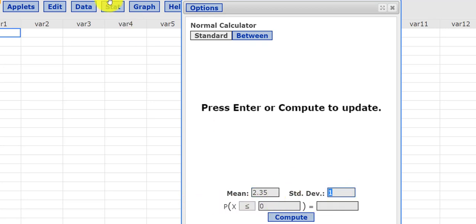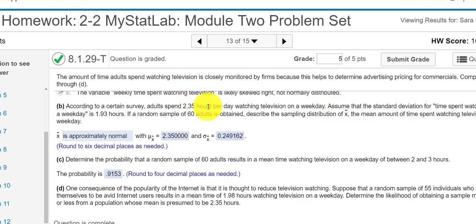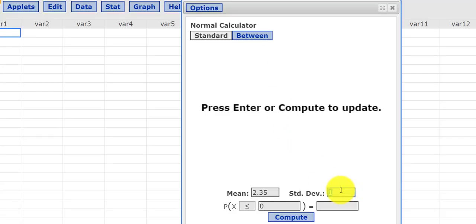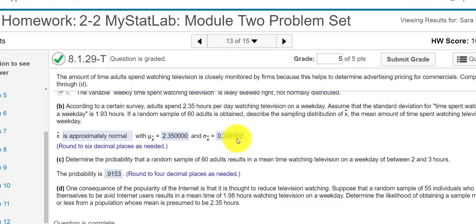And then my standard deviation, I was tempted to enter standard deviation of 1.93, but remember I had to divide that by the square root of n, or the square root of 60, to get this 0.24916. So I'm going to enter that as my standard deviation, 0.24916. That looks good enough for me.